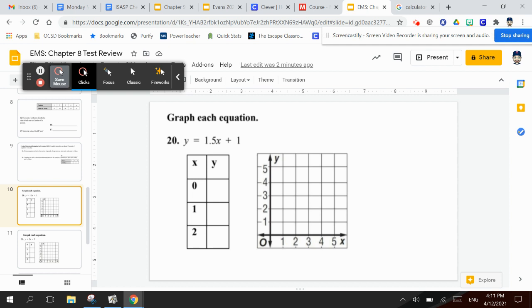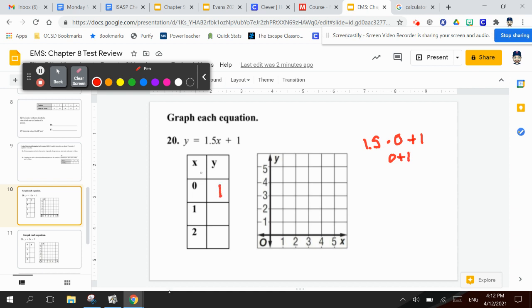So now I want to go back, and here we're going to graph this situation. So here, y equals 1.5 times x plus 1. So if x is 0, I have 1.5 times 0 plus 1. 1.5 times 0 is 0. 0 plus 1 is 1. I multiply 1.5 times 1, and I add 1. 1.5 plus 1 is 2.5.